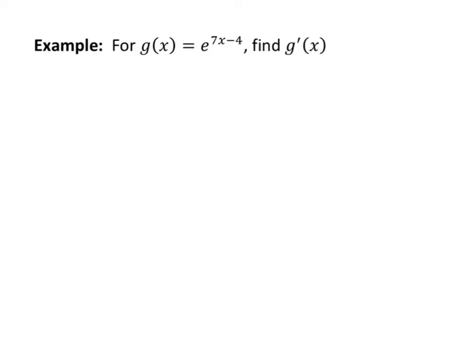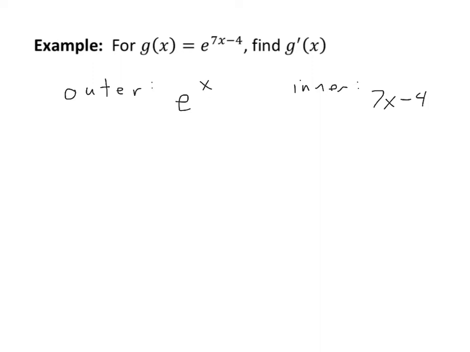So let's look at them. All right, so my first one here, I've got this function e to the 7x minus 4, and I'm being asked to find the derivative of that thing. For those of you that might want a little bit more support on this one, you might start by identifying what is the outer function and what is the inner function that's being plugged into that. The outer function is e to the x, and the inner function is 7x minus 4.